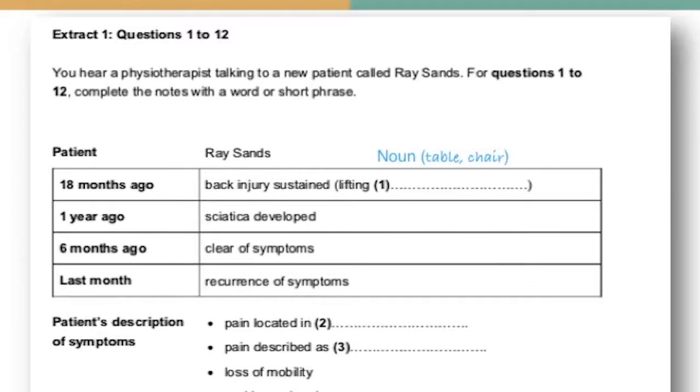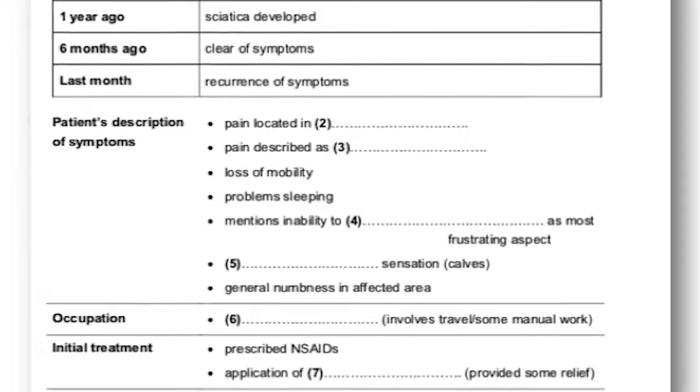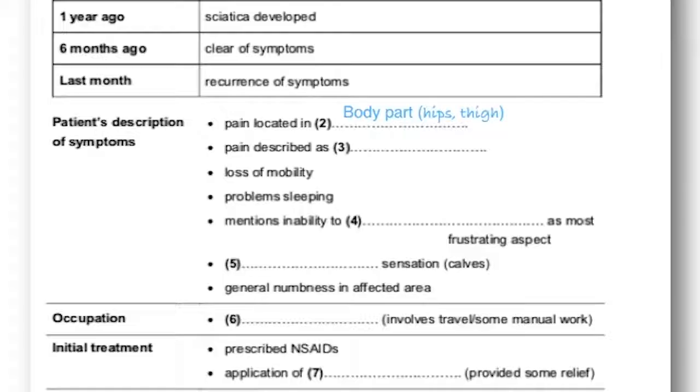Let's have a look. With number 1, it says here, back injury sustained lifting something. Well, we know it's going to be a noun. I've got a table or chair, but really it could be any heavy object. But it can just help you in that you know that you're listening out for a noun and for an object. With number 2, it says pain located in. Well, it's going to be a part of the body. And so you can anticipate that the answer is going to be a body part. If you know about sciatica, that might help you, but it shouldn't really make any difference. The thing is, you know to listen out for a part of the body.